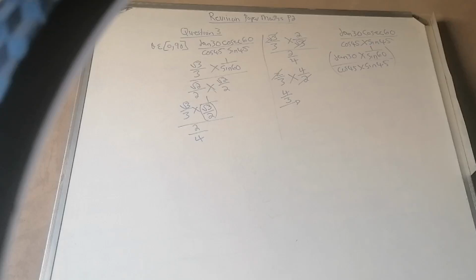The tan of 30 times 1 over the sine of 60. I'm dividing all this by the cos of 45, and multiplying that by the sine of 45. And I get a value of 4/3.